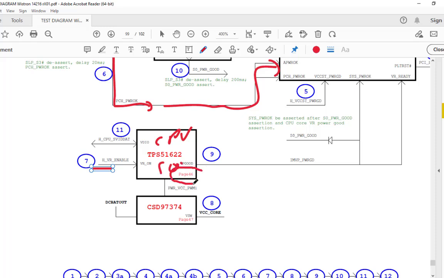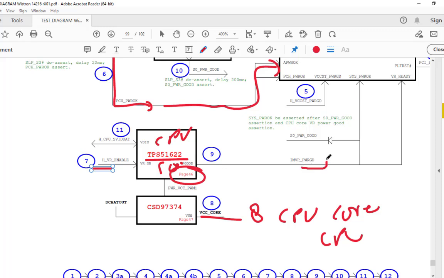This is the CPU core chip. On page number 46, the chip used is TPS51622. After step 7, at step number 8 the CPU core voltage will be generated, and this voltage is given to the CPU. And then after 8, step 9 will be the VRM power good, which is called the IMVP power good. Step number 9 is not a voltage; step number 9 is called the IMVP power good.